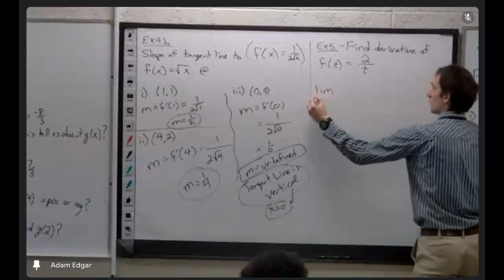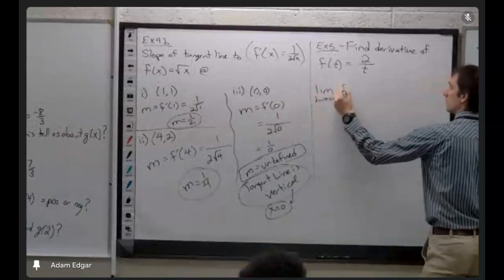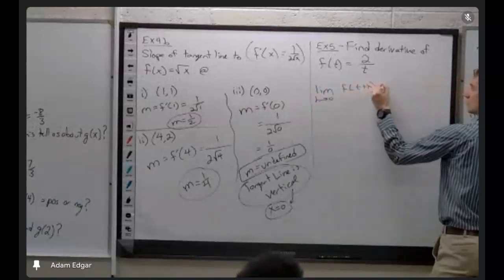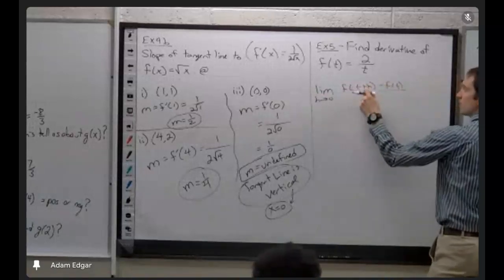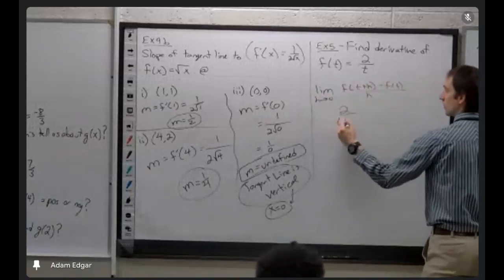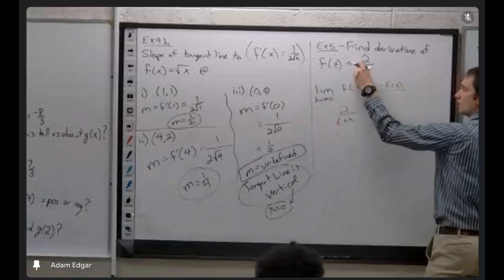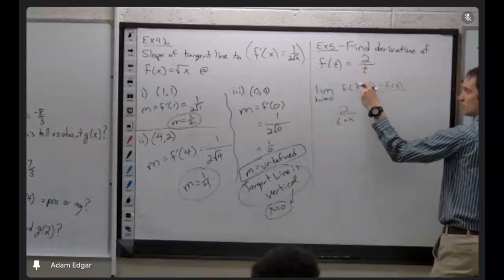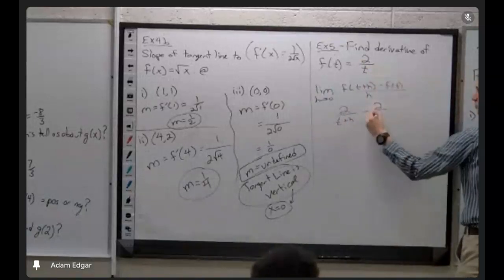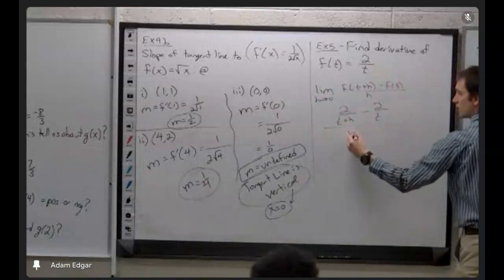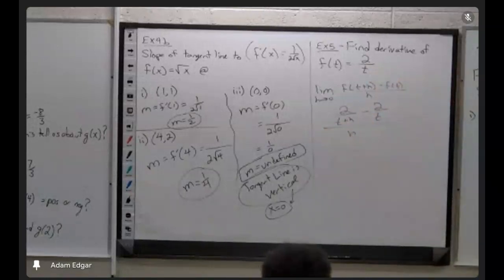All right, so setting this up, know your limit formula for the derivative. And then f of t plus h is 2 over t plus h. You take the function, and wherever you see a t, it turns into t plus h. Boom. And then you subtract f of t. So you subtract the original function as you see it. It's all over h. There's your setup. You've got to be able to set this up.